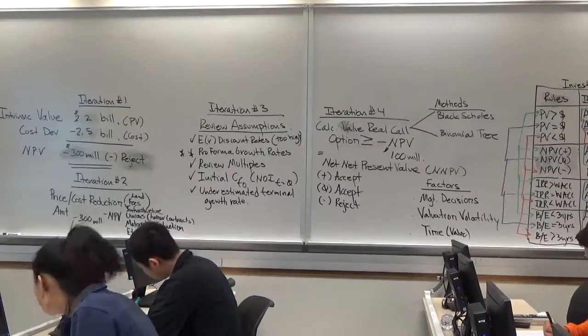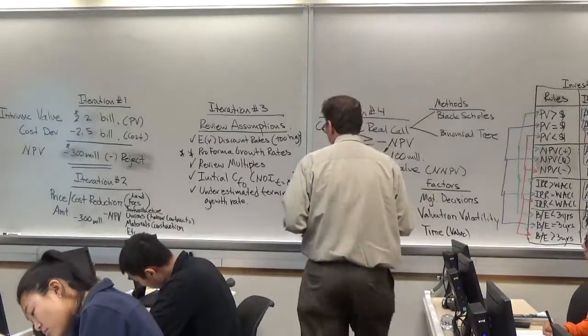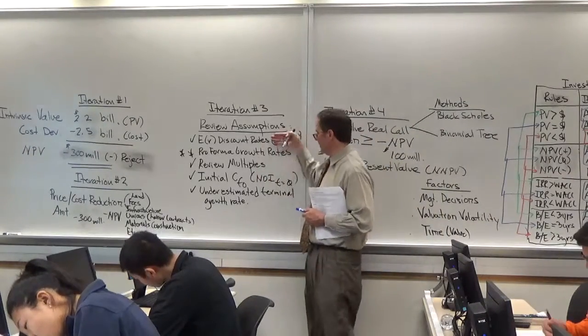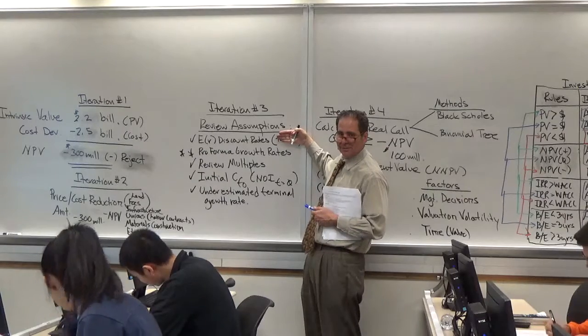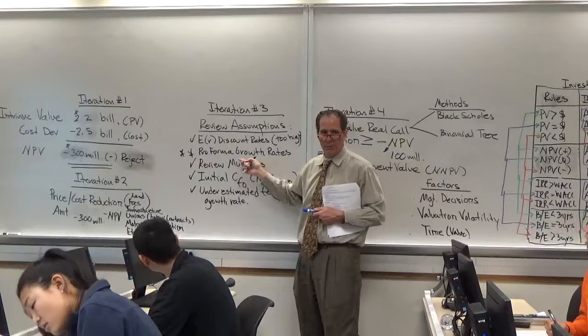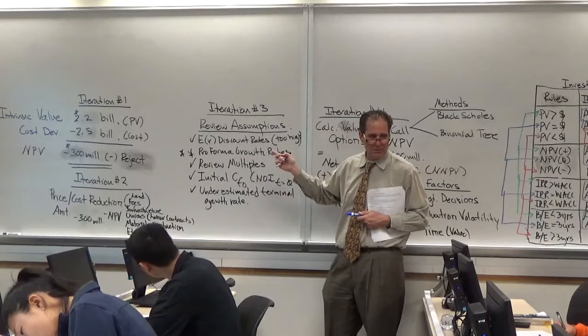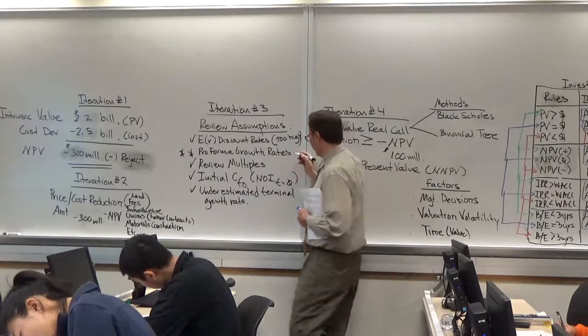Yeah, you're going to go back and review the assumptions. So you're going to look at your expected rate of returns. Are your expected rate of returns too high or too low? Too high. Were your pro forma growth rates too high or too low? Too low. Got it.